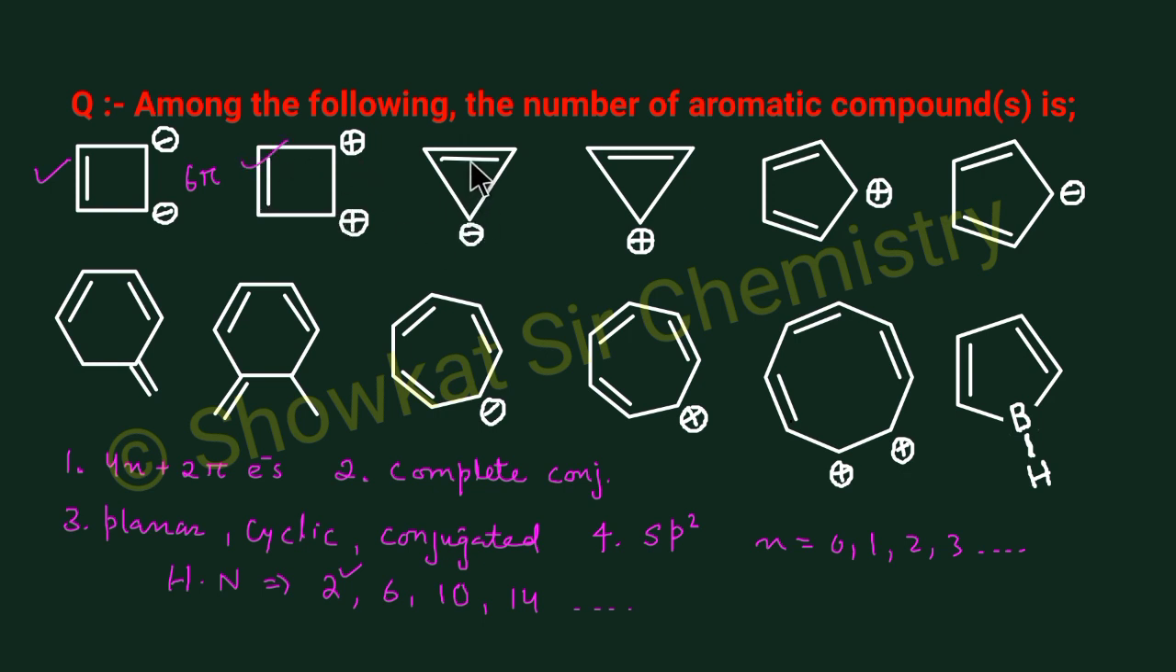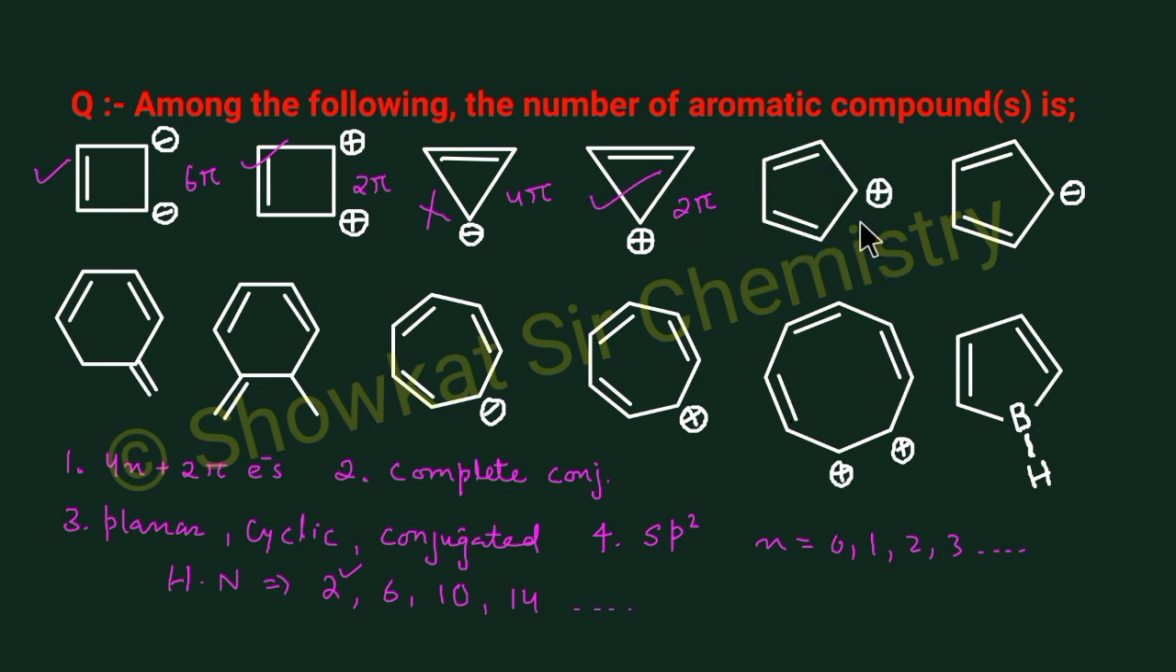Then the next has 2 and 2, 4 pi electrons, right? So this was having 2 pi electrons, and now this is having 4 pi electrons. When it has 4 pi electrons, it is not following Huckel's rule, so it is not aromatic. It's actually anti-aromatic. And then the next molecule has only 2 pi electrons and it is cyclic. Complete conjugation is possible there. So with only 2 pi electrons, it's also aromatic.